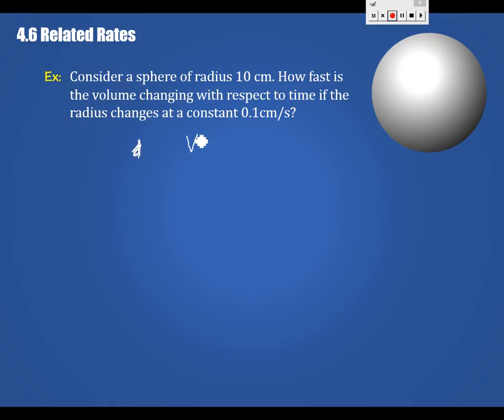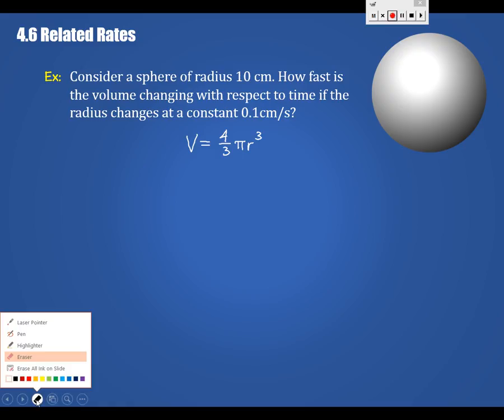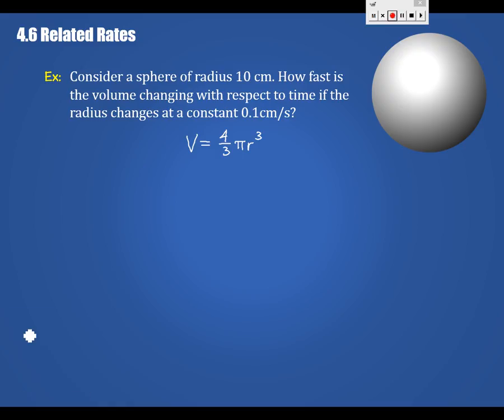Let's actually write down what we have here. V equals 4/3 pi r cubed, excuse me. That is a true statement about spheres. Regardless of what time we're looking at the sphere, that is a true statement about a sphere, for sure.